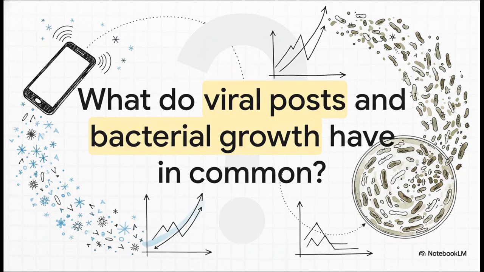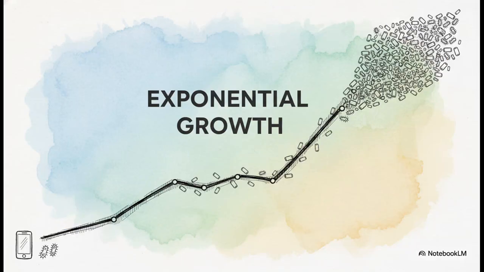What on earth could a viral social media post and bacteria growing in a petri dish possibly have in common? I know, it sounds random, but the answer is actually a really elegant, powerful mathematical idea. And there it is. They both follow the exact same pattern of exponential growth. It's this unique kind of change that starts off so slow you barely even notice it, and then, bam, it just takes off like a rocket. Understanding that pattern? That's what this is all about.